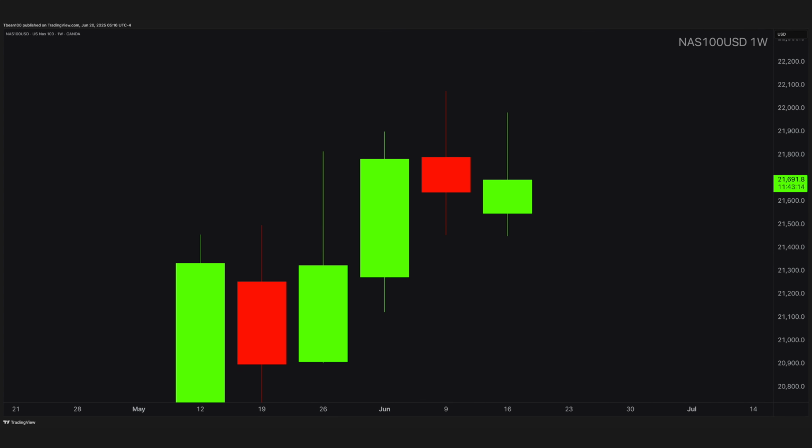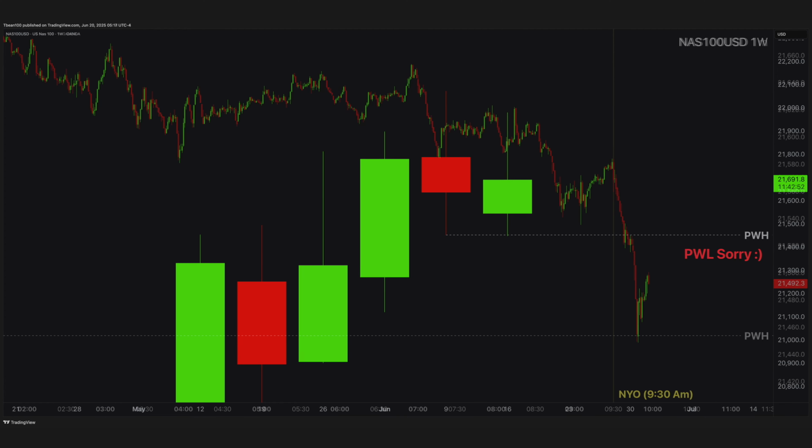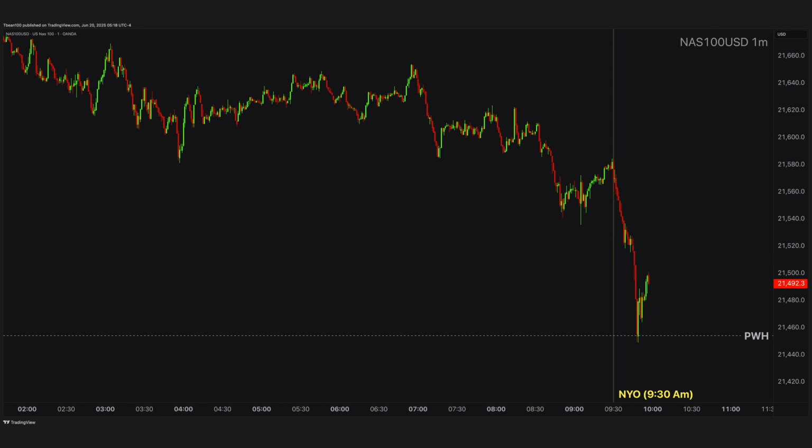Let's get back to the real price action trading. In this weekly Nasdaq chart, please notice this previous week low level. It is extremely important for us. I made a mistake with the label, sorry, but you got the idea. Now I'm jumping from the 1 week to 1 minute. It is like an intergalactic light speed jump. What you see here is a market open day in New York, 9:30 a.m.